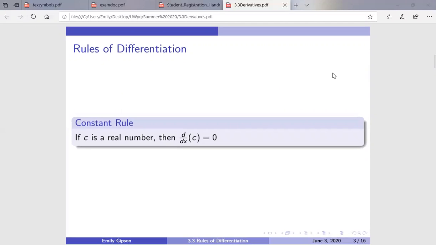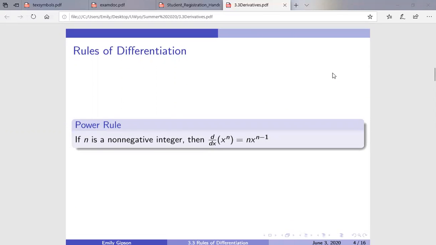So rules for differentiation, and there's a constant rule. So if c is a real number, then d/dx of c is just equal to 0. So anytime you have a constant value, you can imagine the line of a constant value, maybe the constant value equals 1. That line has a slope of 0. There's not a whole lot of change. There's nothing really going on. It just equals 0.